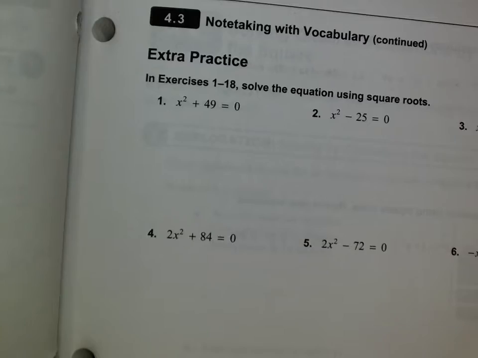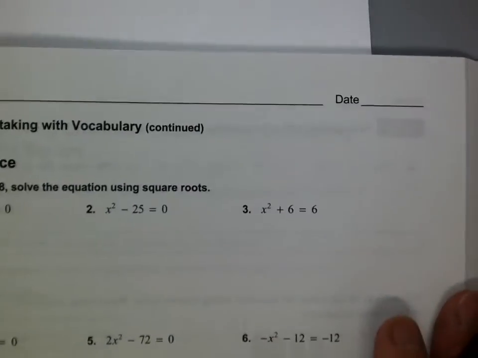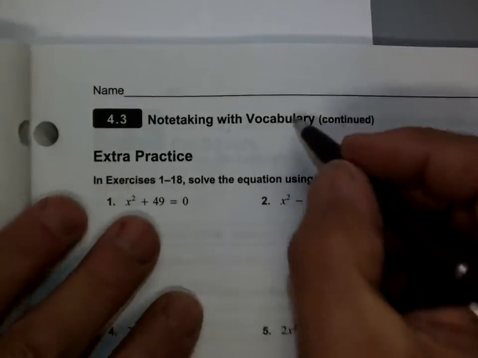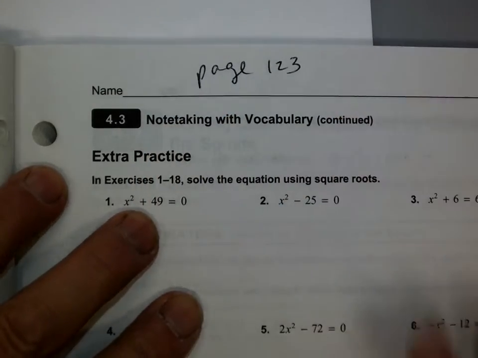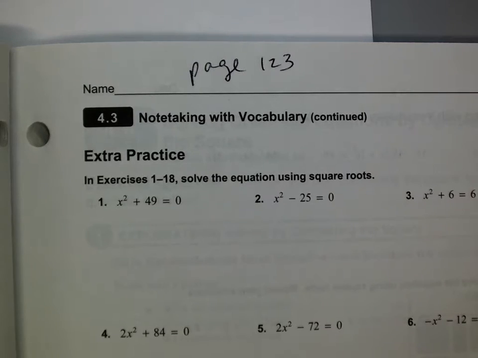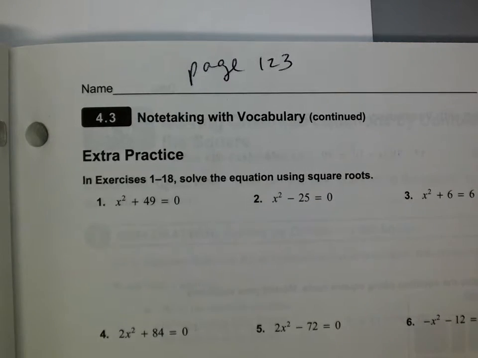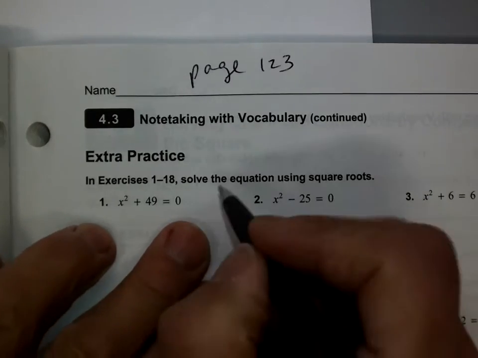Let's flip all the way to page 123 in our journals, okay? Ready? Flip on over to page 123. Now, here on page 123, we've got these problems. We're going to do these without graphing because it's so much easier. We're just going to solve the equation.